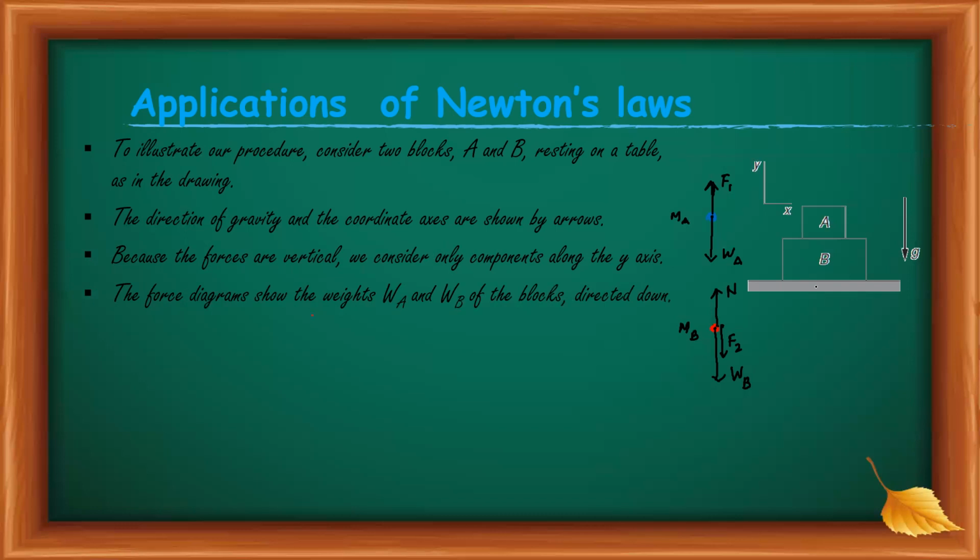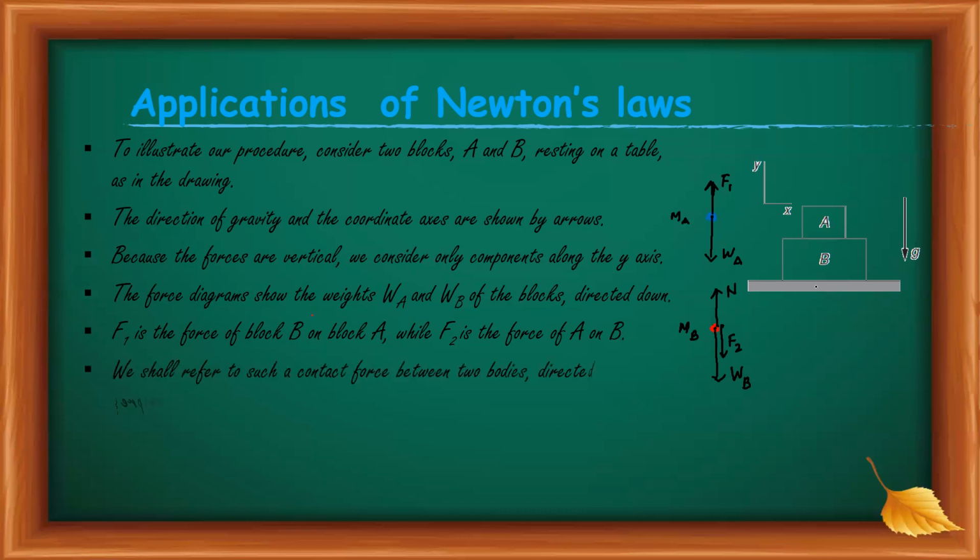The force diagram shows the weights WA and WB of the blocks directed down, and F1 is the force of block B on block A, while F2 is the force of A on B. And there is a contact force, the normal reaction force, directed perpendicular to the surface of the table, and it is represented by N. And we have assumed the directions for the forces.